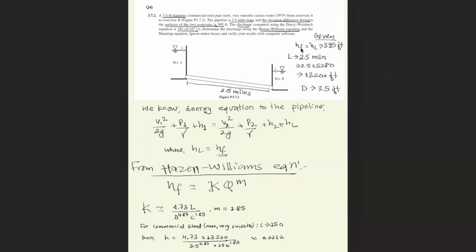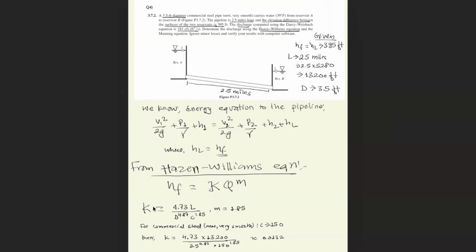Head loss. So we know the energy equation applies to the pipeline. This is the typical energy equation of the pipeline, where HL will be equal to HF. So from the Hazen-Williams equation, this head loss will be K times Q to the power M.